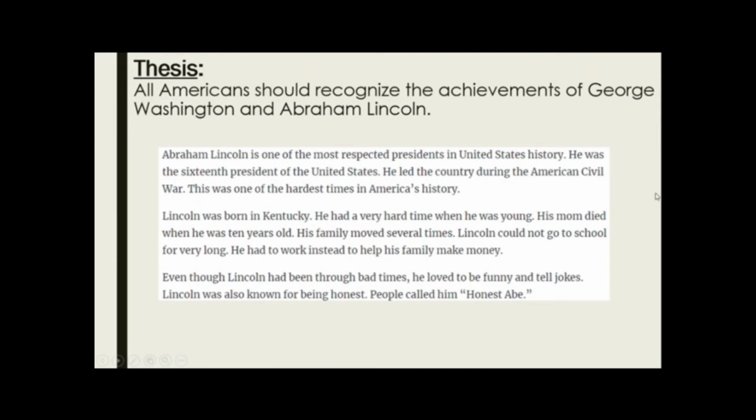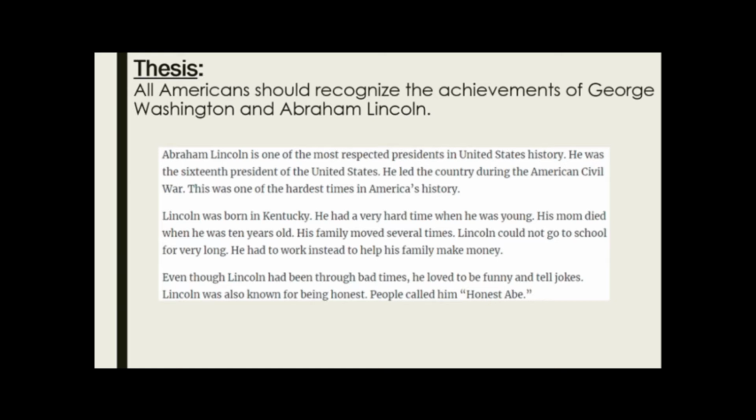All right, we just discussed how writing the introduction paragraph is really only step 1. Now we take what we said in our thesis and look for details in the text that support the thesis that we can use as our details. My thesis says all Americans should recognize the achievements of George Washington and Abraham Lincoln. I'm now going to read through the text and see what supports that and what I can use as a detail. It says, Abraham Lincoln is one of the most respected presidents in United States history.